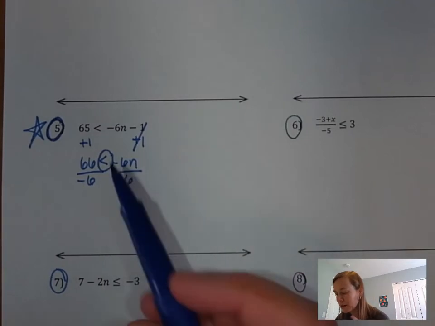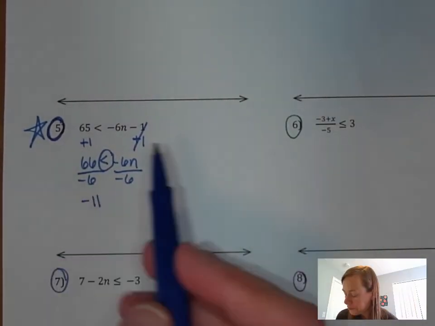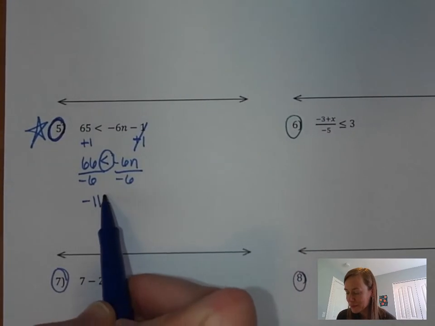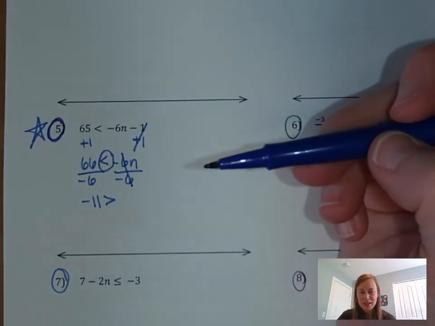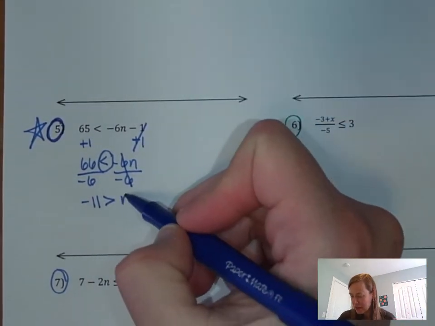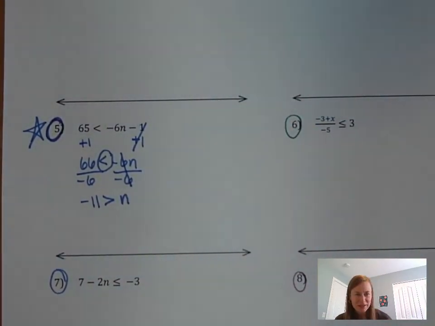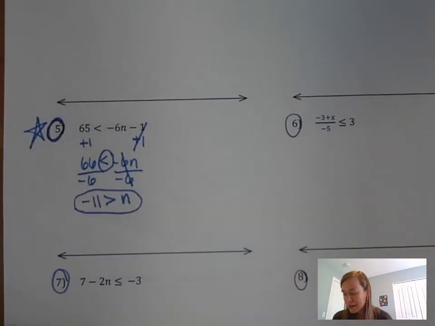Okay, let's keep going. 66 divided by negative 6 is negative 11. Now I'm going to flip my sign. And let's see, negative 6 divided by negative 6, that just cancels out. It goes to 1, which 1 times n just equals n. So we're just going to write n there. Okay, now we're solved. This is good right here. All we have to do is graph it.